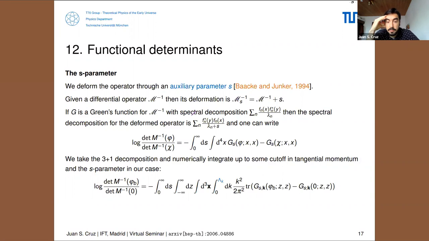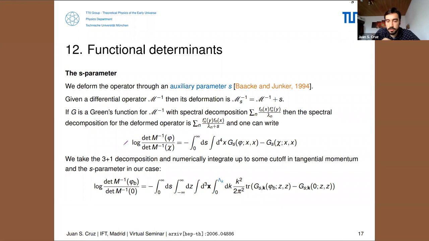And the impact that this has is seen very easily in the spectral decomposition. So if you were to expand this fluctuation operator as a sum over its spectrum, then you have something like this. And when you add the S parameter, you're just shifting the spectrum by an amount S. When you do this, then you can see that if you do an integral over this auxiliary parameter, you obtain already something that is proportional to a log. And then if you switch this log det for a trace log, then you can argue that this identity holds. So this is the way you derive this identity.